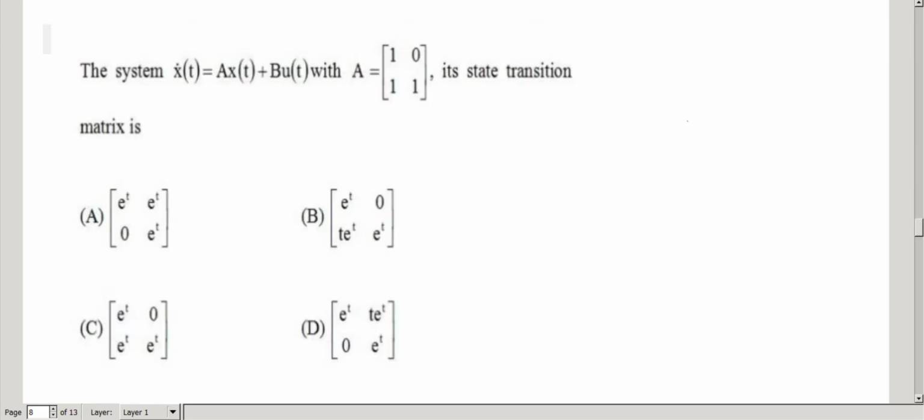So here the next question is the system x dot equal to A x of t plus B u of t. A is given. What is the state transition matrix? We know that the state transition matrix equal to phi of t equal to e power A t, that equal to L inverse of (sI minus A) whole inverse.